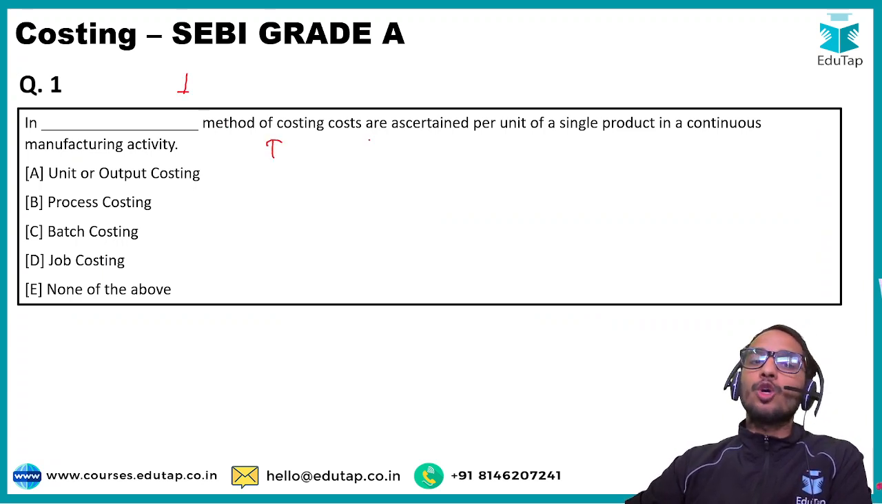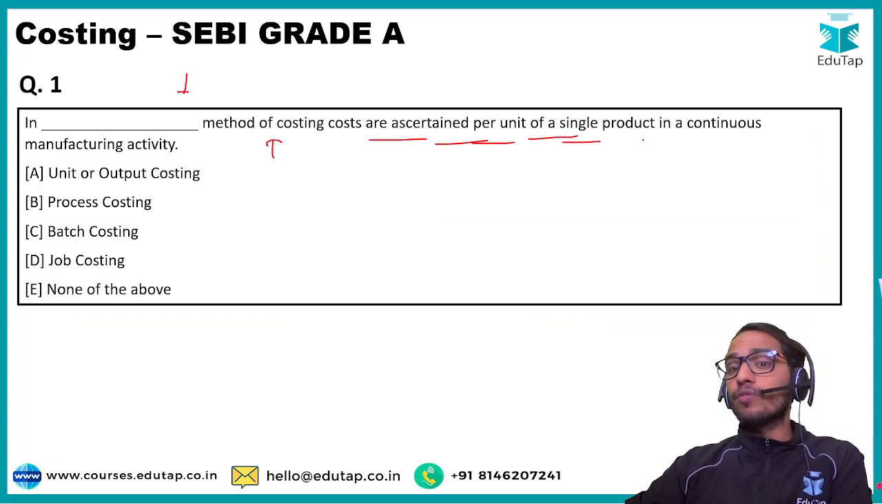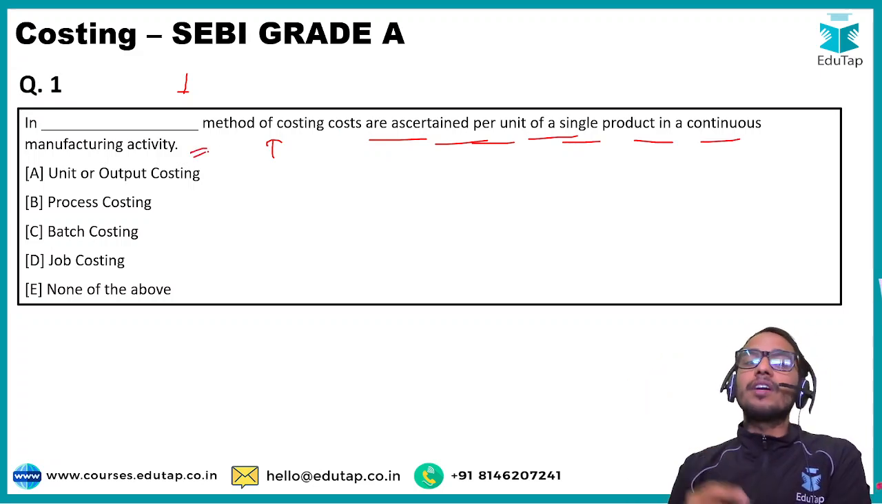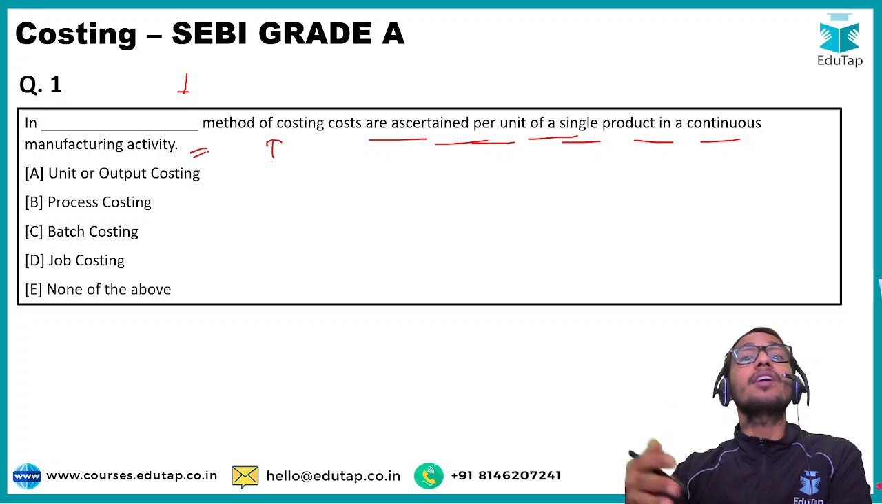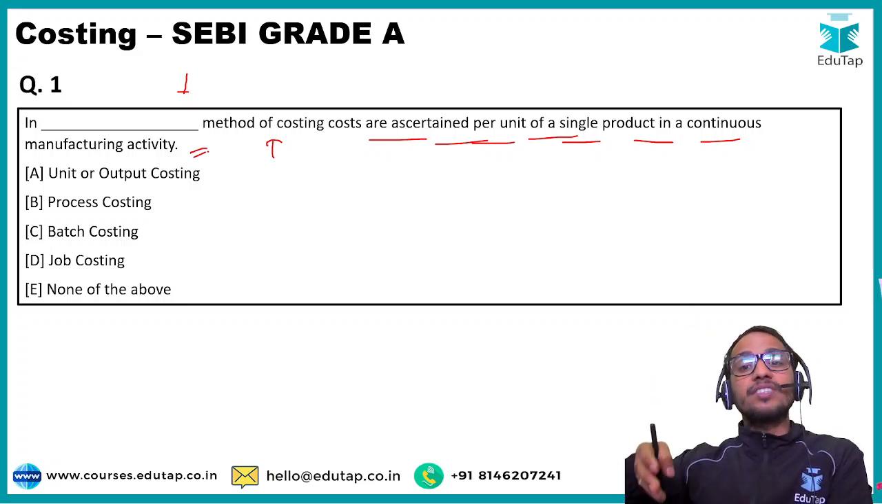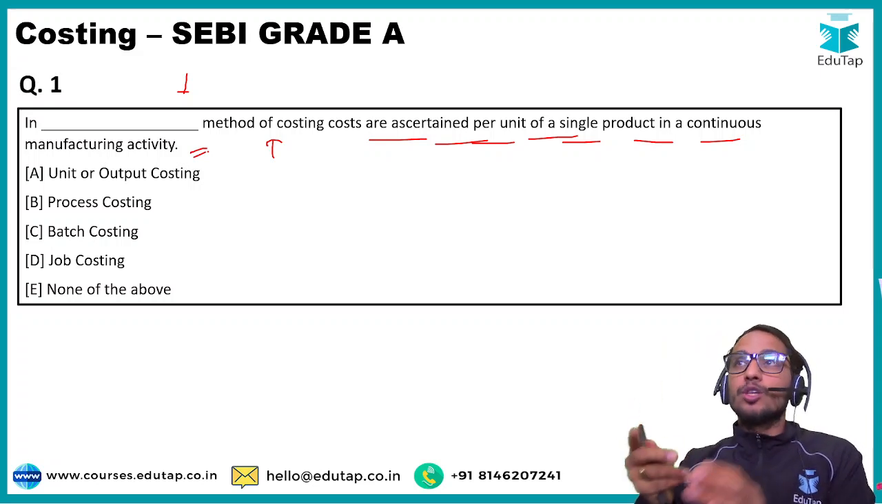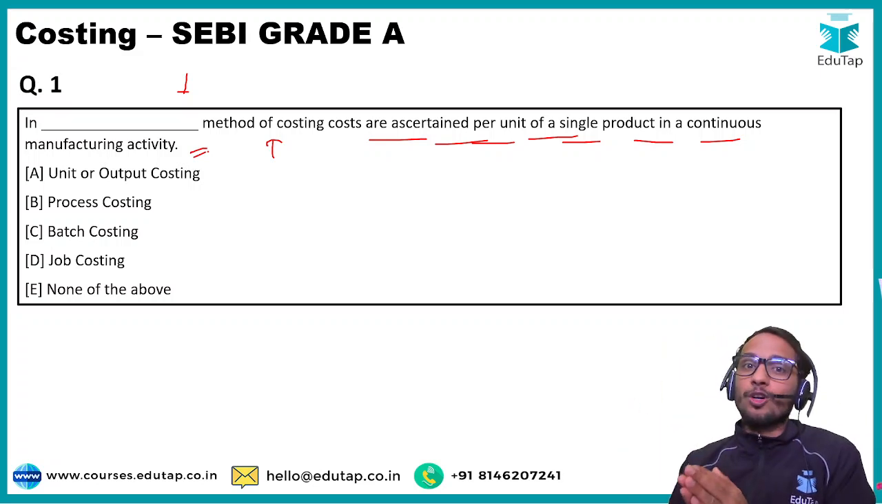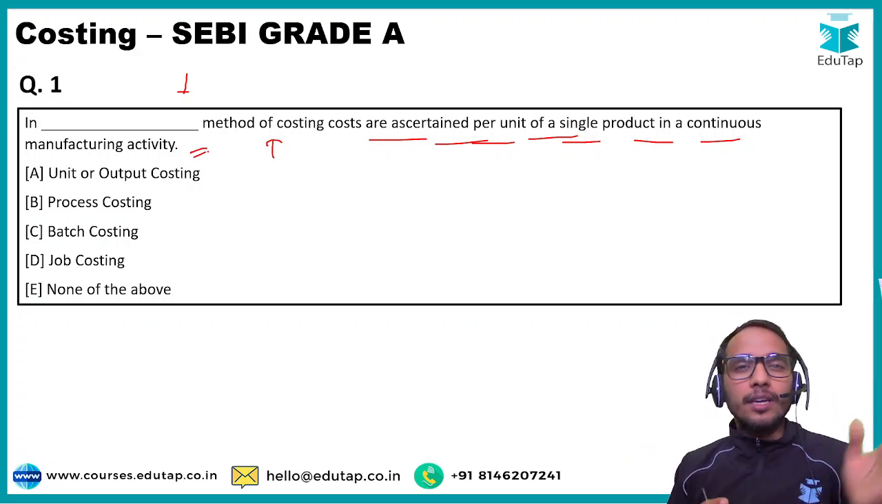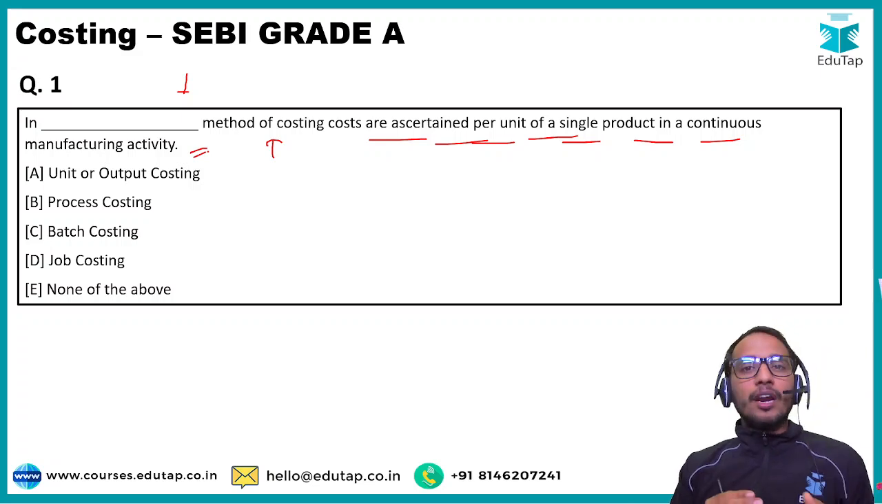of costing, costs are ascertained per unit of a single product in a continuous manufacturing activity. So the key word here is continuous manufacturing activity, and you need to find out cost per unit of a single product. So when we are talking about single product or a very less varieties of item, then we use unit costing or output costing. This thing you need to remember or understand.